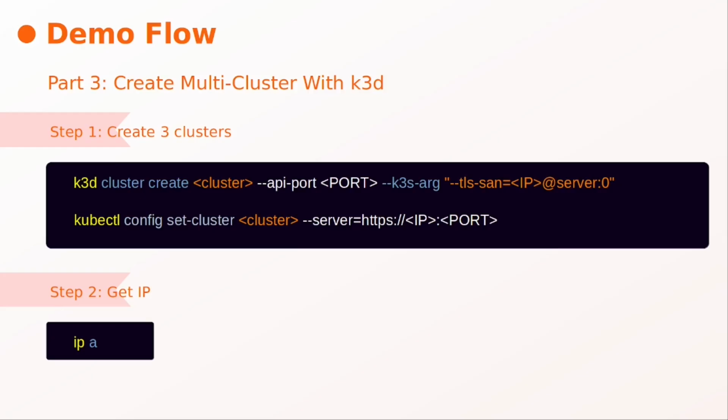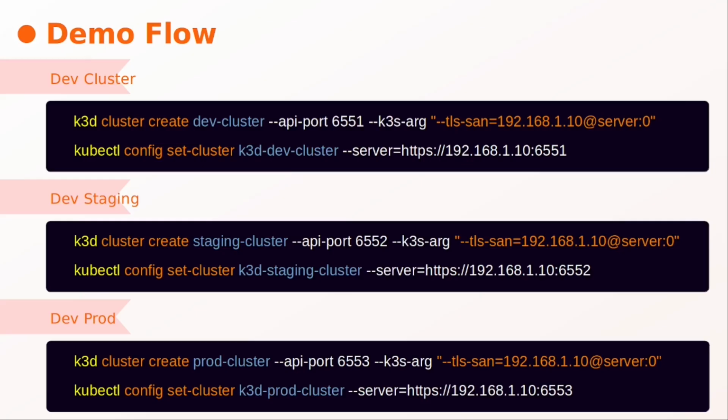To manage this, you first retrieve your machine's IP address. Then you use the IP when creating the cluster to avoid certificate issues. Once the clusters are created, you verify them using the get-contexts and get nodes commands. This confirms that your multi-cluster environment is ready.